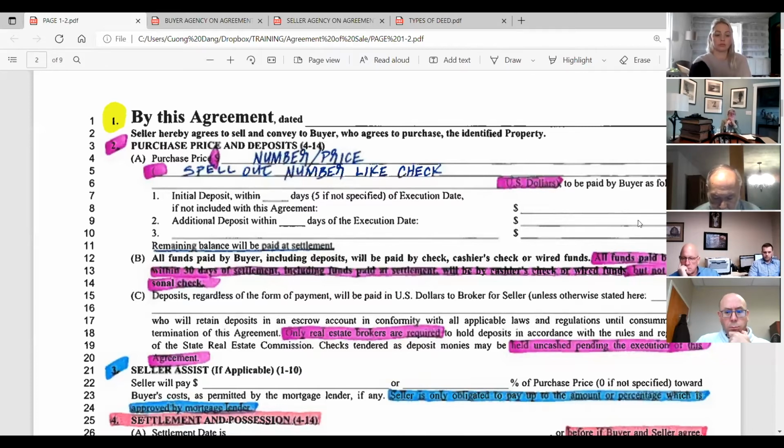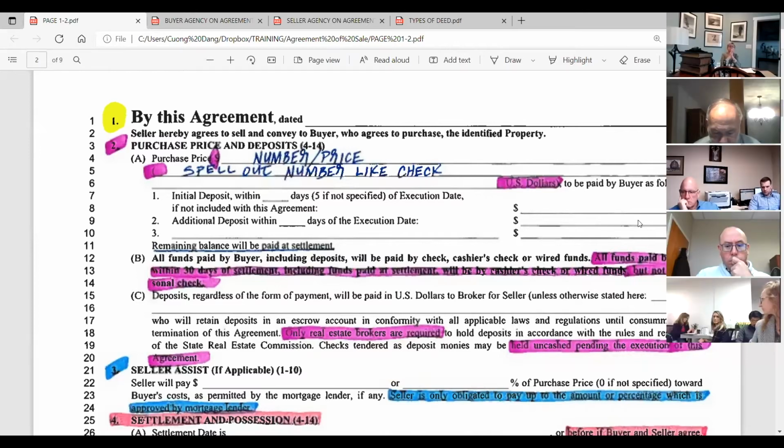Why is there a blank spot after that? Jim, do you know why? So if it's not in US dollars, you said, I'm sorry, Kwong. No, why is there a blank line for you to fill out after C there? Okay. Because the buyer can hold it in escrow too. It doesn't have to be the seller's side that holds it in escrow.